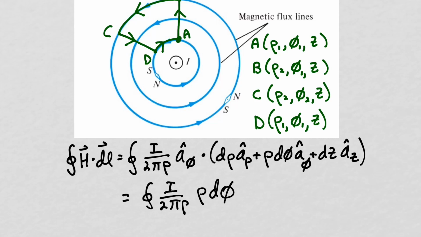Since A phi dot A rho is 0, there's no contribution when we integrate in the rho direction, and since A phi dot A z is 0, there's no contribution when we integrate in the z direction. So the rho and z coordinates of the points will not matter. So these rhos will cancel. We can factor the I over 2 pi out of the integral, so we're just left with the integral of d phi.